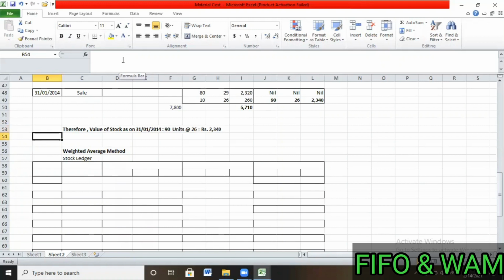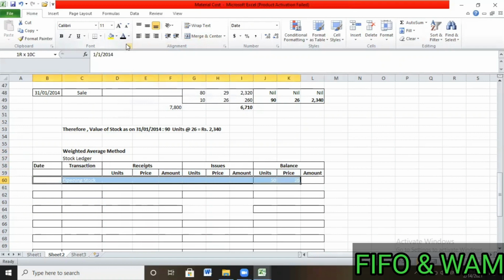Now the next method is the weighted average method. We are preparing the stock ledger. Again, we will follow the format which has been made for the FIFO method. So the same format will be prepared, and I would like to present the first transaction as it is, because on 1st January there is opening stock, and that opening stock balance has to be posted over here. After that, there is the first transaction of purchase.